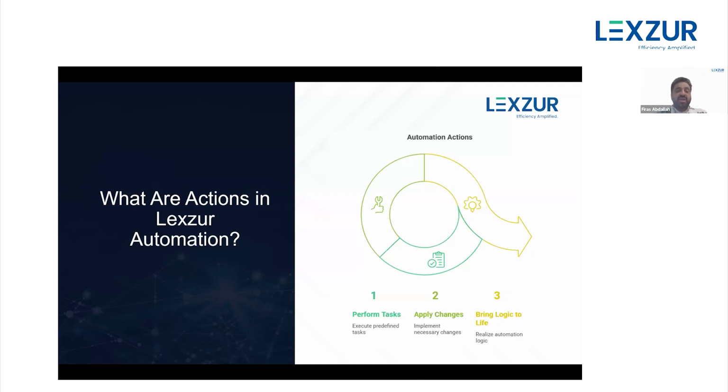Example of actions, let's say editing a field. Editing the field as a result of a trigger and condition, change the status of a workflow, send an email notification to someone, create more than one subtask depending on a trigger and a condition, update related items, etc. So actions bring your automation rule or logic to life.